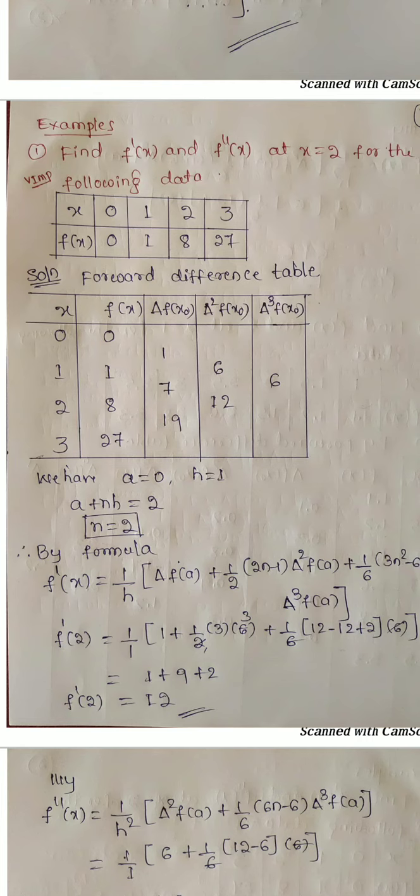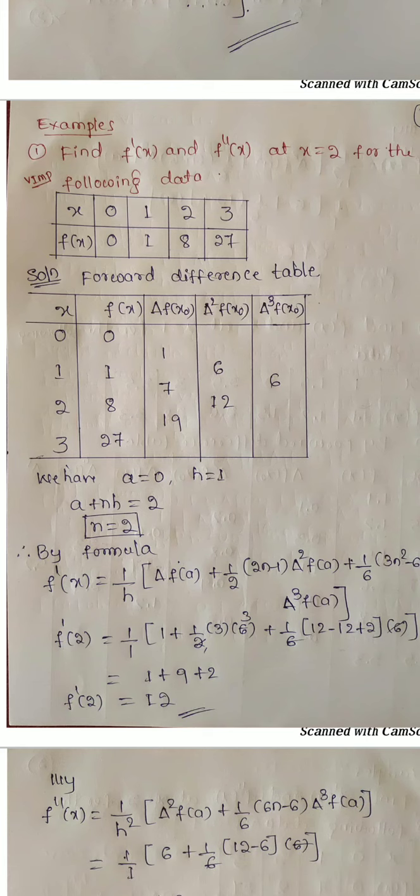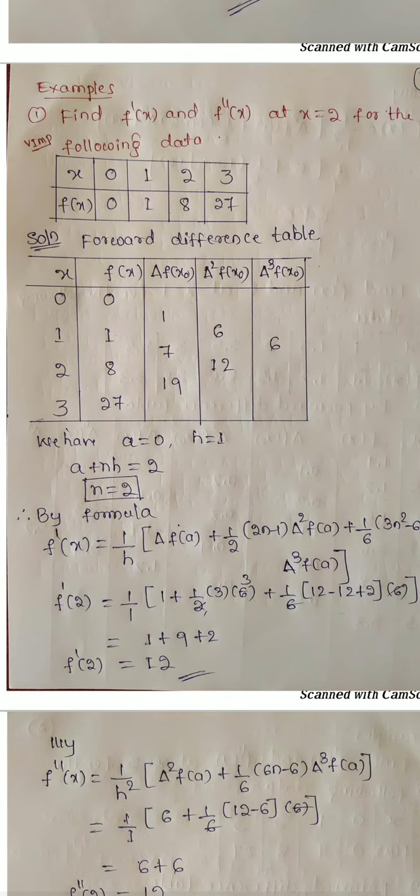Here the given table is x value and y value. The x values are given by 0, 1, 2, 3. Corresponding to these x values, the y values are given by 0, 1, 8 and 27. Our job is to find the derivative value at x equal to 2 here. First we have to construct the forward difference table, as we have seen.